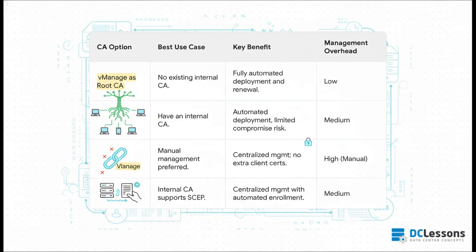This is for all you control freaks out there. It's a lot of manual work, but it means your central security team keeps the keys to the kingdom. And finally, my personal favorite, enterprise CA with SCEP. This is the best of both worlds. You get that centralized control, but with all the beautiful automation that SCEP brings to the table. For most big companies, this is the sweet spot.